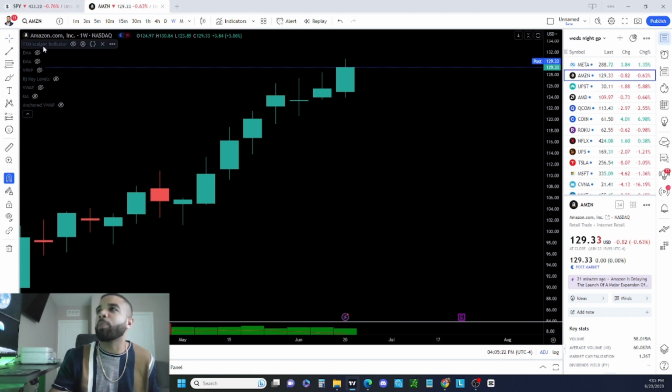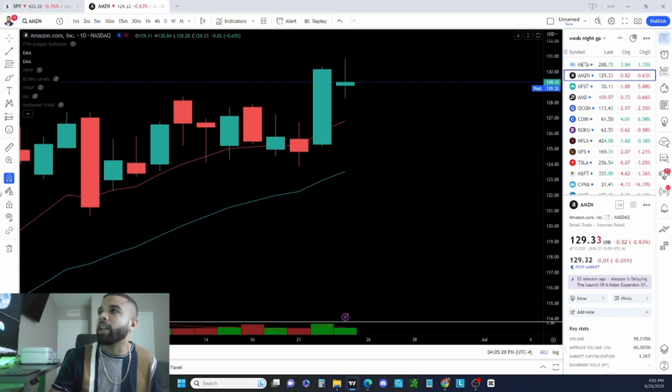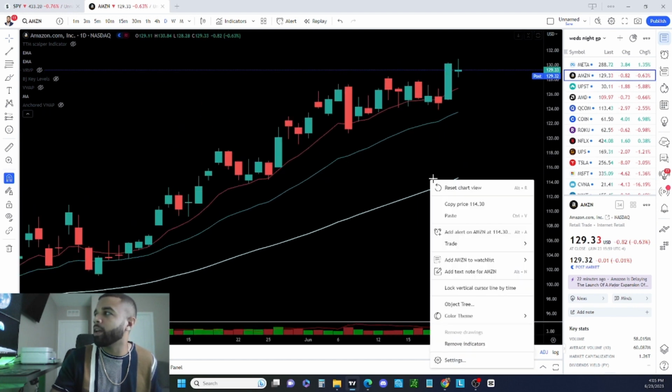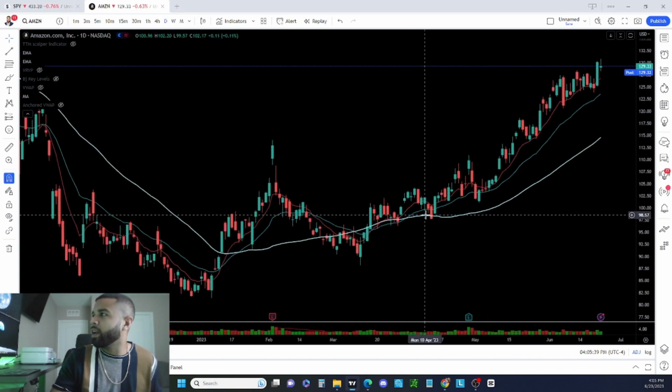So right now, I'm going to go ahead and put in my moving averages. And I'm going to go down to the day chart. So right now, I have the 9-period EMA, and I have a 21-period EMA, right? And I'm going to zoom out here. I'm going to take this out of the way. I'm going to zoom out.